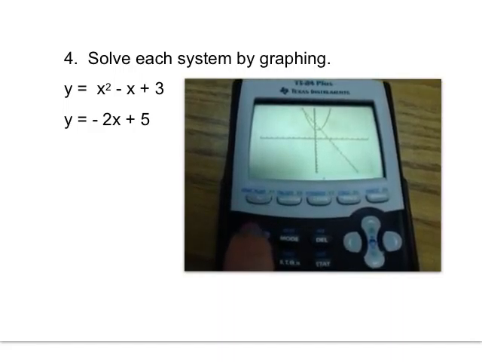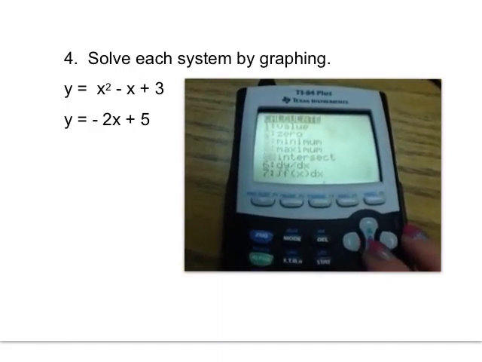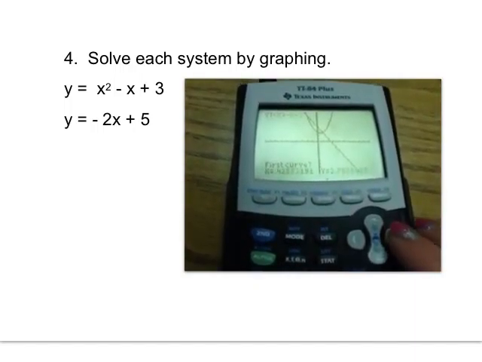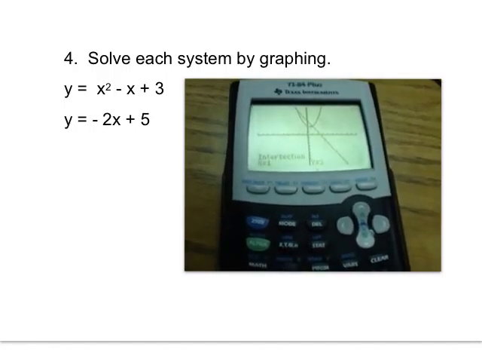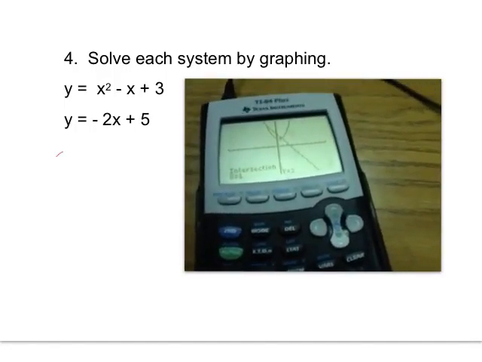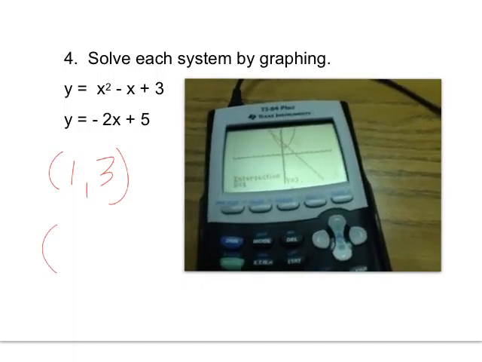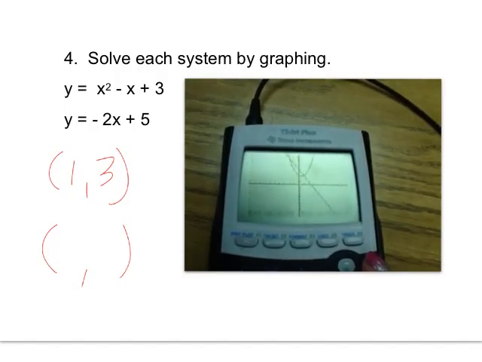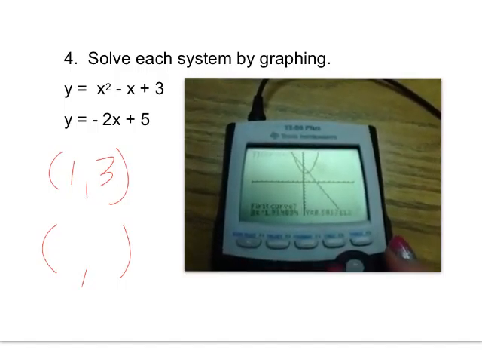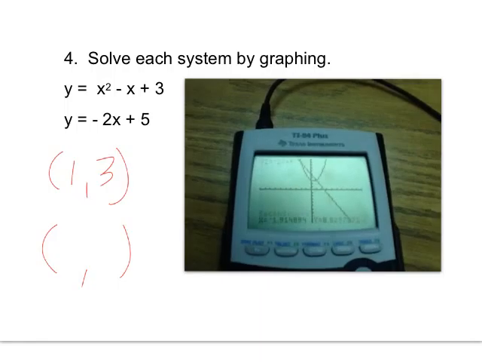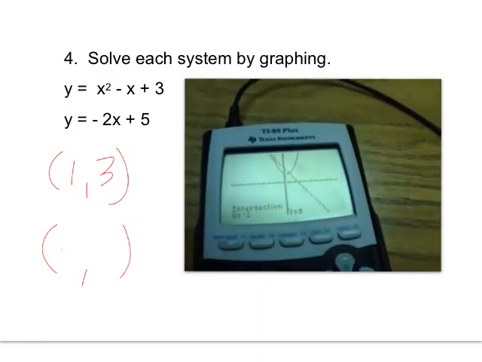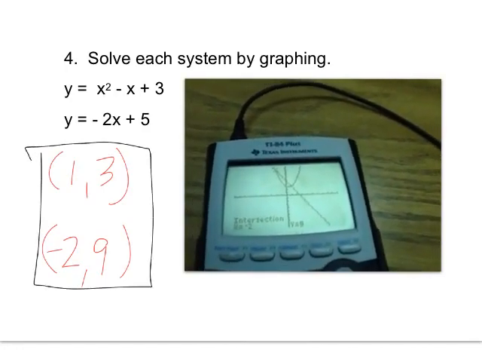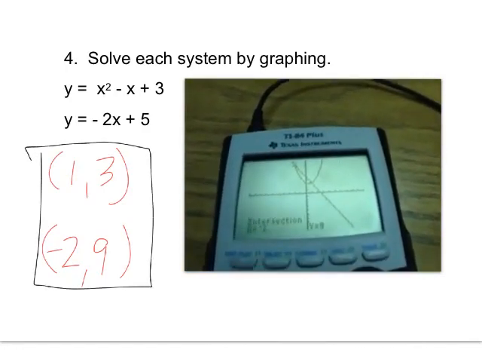I'm going to calculate the intersections using second trace, intersect, and here's my blinking cursor. I'm going to move it over to this one first. Enter 3 times. Intersection is at 1, 3. And I want to find the other intersection by pushing second trace, choose intersect. I'm going to arrow left all the way up to this other intersection, enter 3 times, and that intersection is at negative 2, 9. So the two solutions to this system of equations are 1, 3 and negative 2, 9.